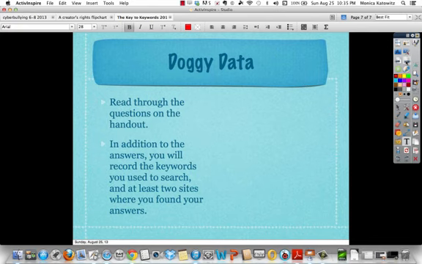So some of your questions, again, because we're fetching sites with our keywords, we're going to do some doggy data hunting. So you have 3 questions you need to answer. Make sure you write down your keywords you used, 2 sites you found them on, and then you'll also have 3 follow-up questions. If you have any questions or any problems, come see me. Good luck.